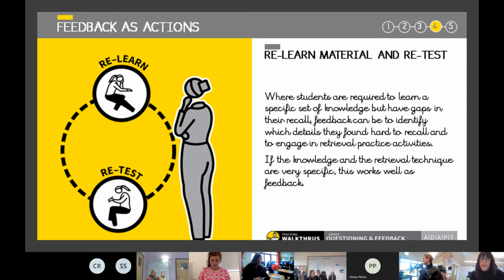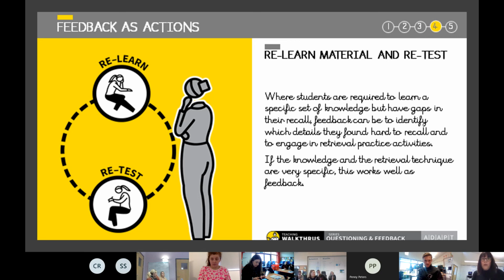So the next part is feedback as actions, relearning material and retesting. Where students are required to learn a specific set of knowledge but have gaps in their recall, feedback can be to identify which details they found hard to recall and to engage in retrieval practice activities. If the knowledge and the retrieval technique are very specific, this works well as feedback. So here, retesting and relearning.